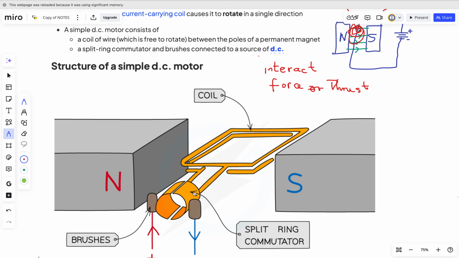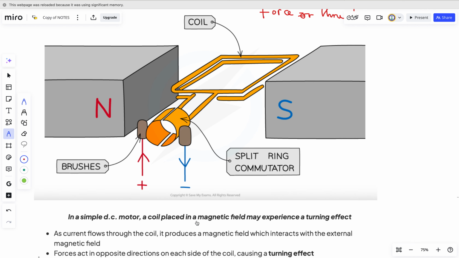Remember, this split ring commutator is a conductor. It's also rotating with this one. As this one is rotating, the slip ring is rotating. So when it's at 90 degrees, this open end will be touching the side of the carbon brushes, which is connected to the battery.